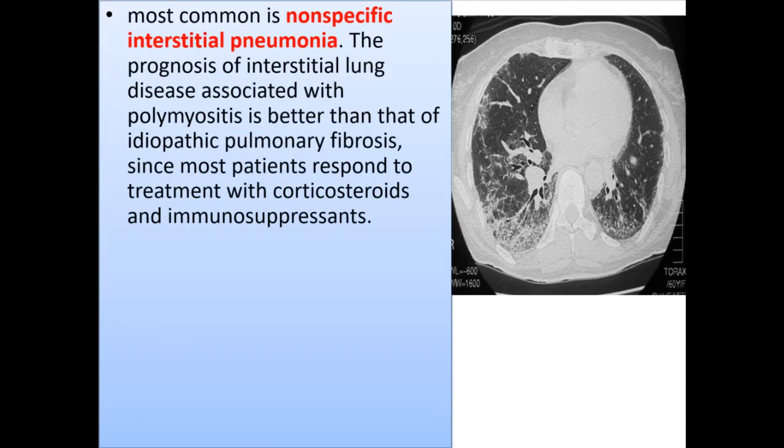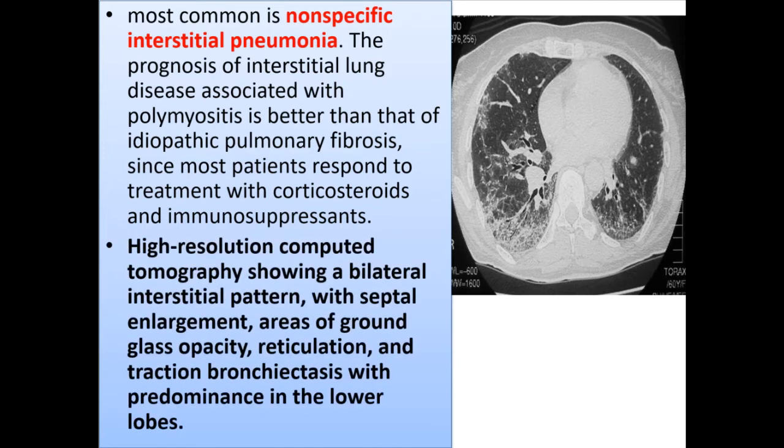Most common is non-specific interstitial pneumonia. The prognosis of interstitial lung disease associated with polymyositis is better than that of idiopathic pulmonary fibrosis, since most patients respond to treatment with corticosteroids and immunosuppressants. High-resolution computed tomography showing a bilateral interstitial pattern, with septal enlargement, areas of ground glass opacity, reticulation, and traction bronchiectasis with predominance in the lower lobes.